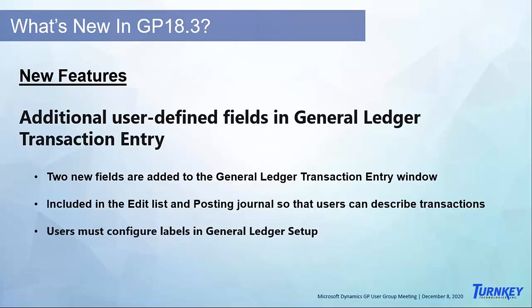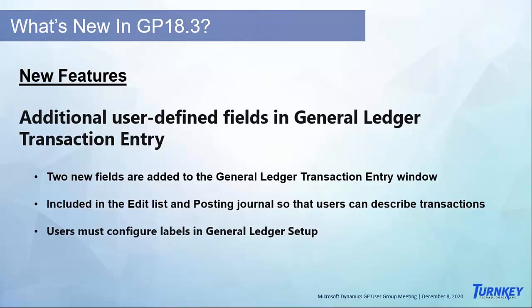Okay, so there have been a number of enhancements to this version. So we're going to go ahead and take a look at some of the new features in GP 18.3. And first up is the change to the GL transaction entry screen. So when users enter transactions into GL, they like to add information and or comments regarding the transaction sometimes. So there's two new fields now that are added to the general ledger transaction entry window. And those are also going to be included then in the edit list and in the posting journals so that users can describe their transactions in more detail.